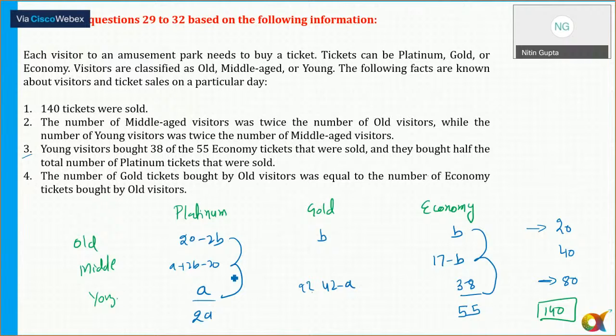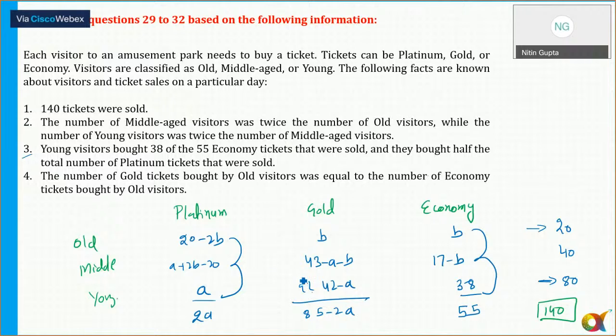Now for the middle row, the total sum should be 40, so again I get everything in terms of A and B, and this value is equal to 43 minus A minus B. So if I add the total gold, it will be 85 minus 2A. Okay, 85 minus 2A.